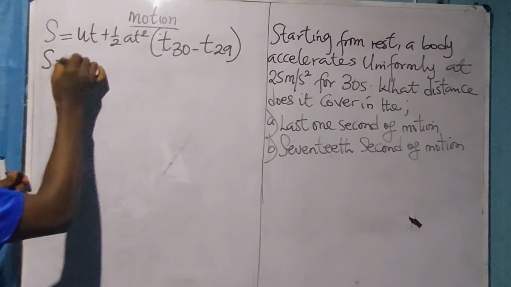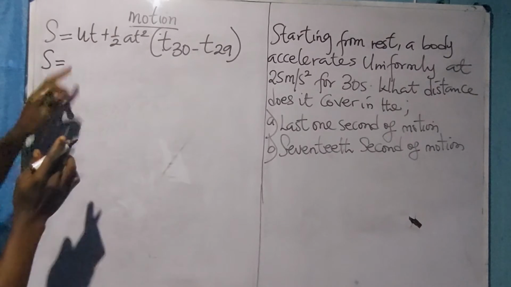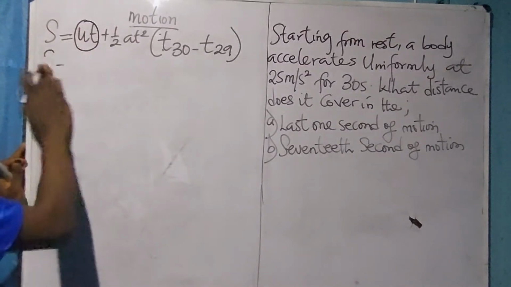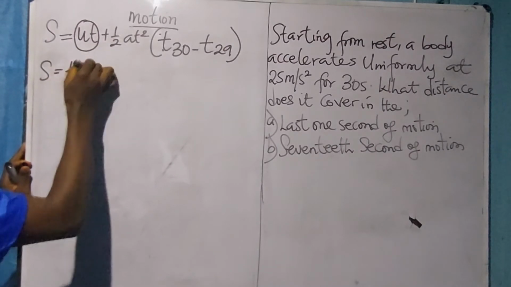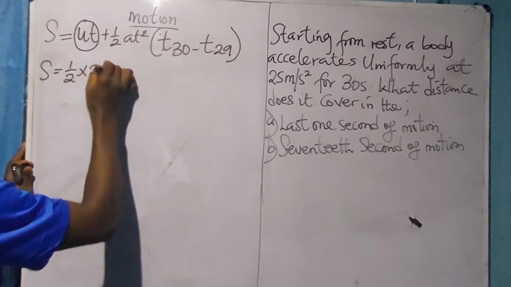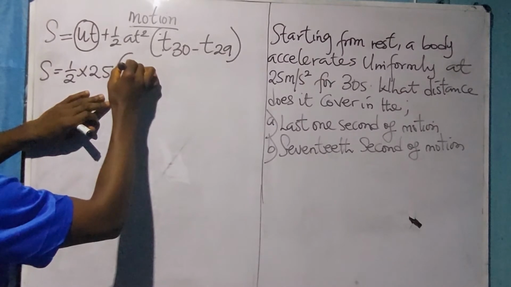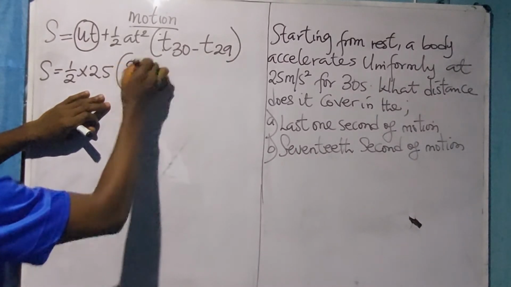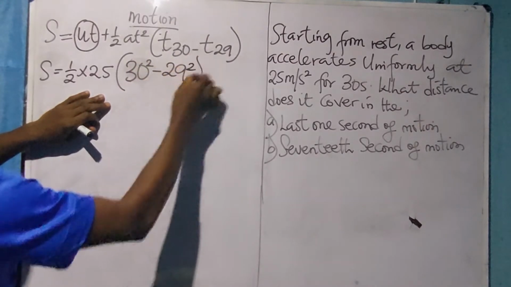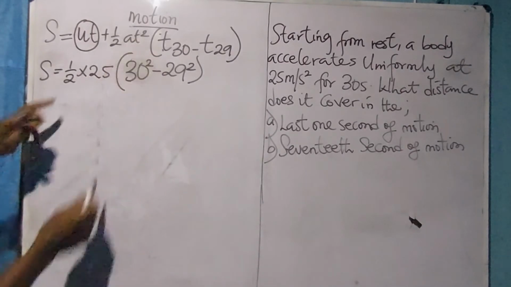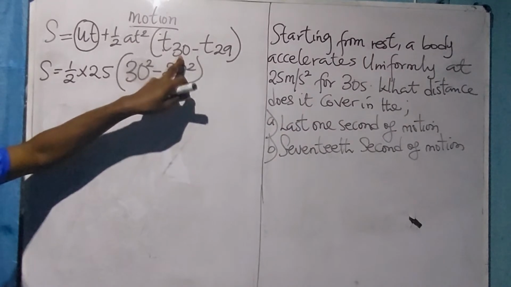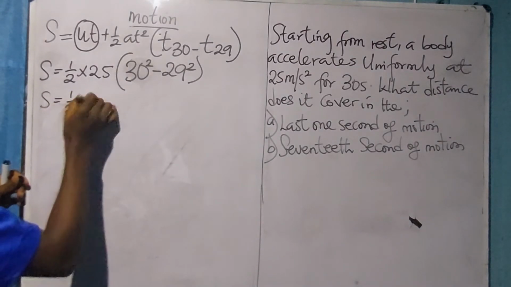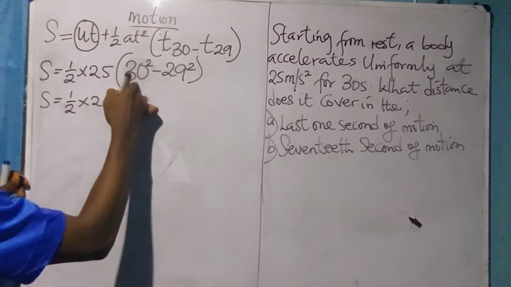Therefore, S equals, now I said before that since it started from rest, u is 0, so u times t is 0, which means that this expression is not to be considered. Therefore, distance equals 1 over 2 times the acceleration, which is 25, then open brackets, 30 squared minus 29 squared. You know that the formula itself is half a t squared, where a is the acceleration. Since we are using 30 and 29, each of them is squared separately.